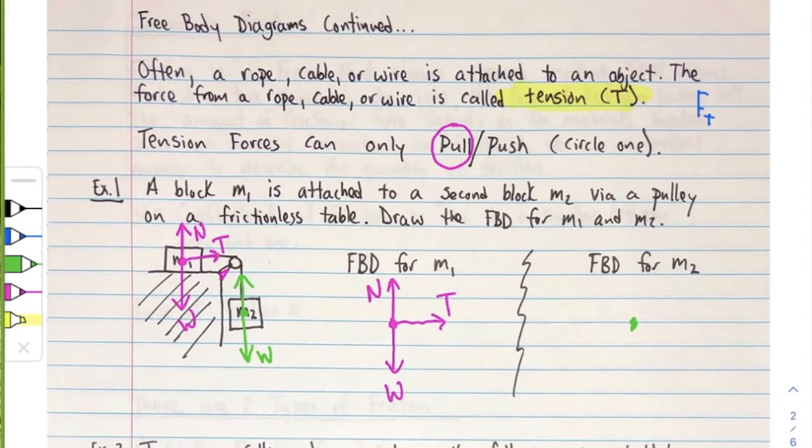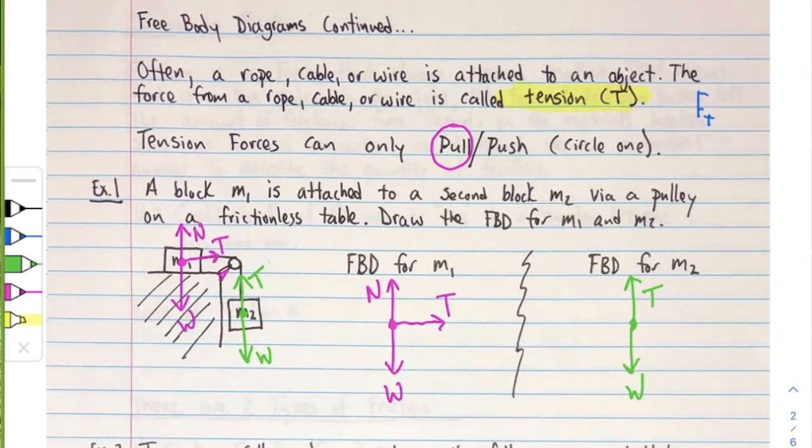So mass number 2 is suspended. In that case, it's being suspended by a cable. So in this case, tension force would be going up. So this force is not normal, it's the tension force.